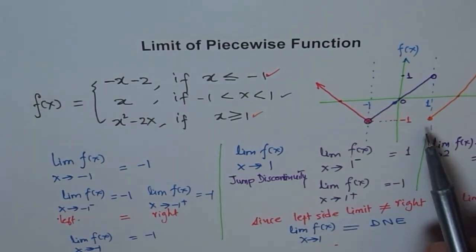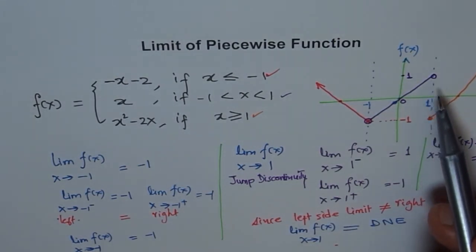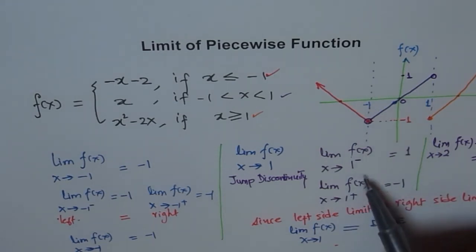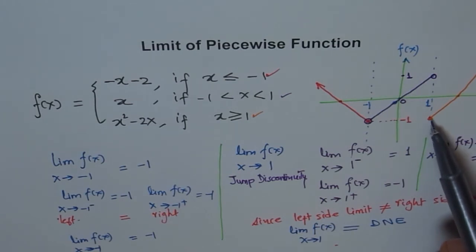At times in the question they also ask to define the type of discontinuity. Since the one-sided limits exist and are different values, we have a jump discontinuity. We could have an infinite discontinuity if it was going to infinity at that point. But in this particular case, it is a jump discontinuity, right?